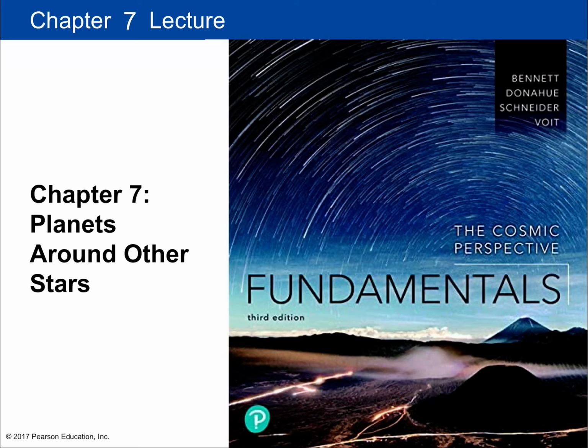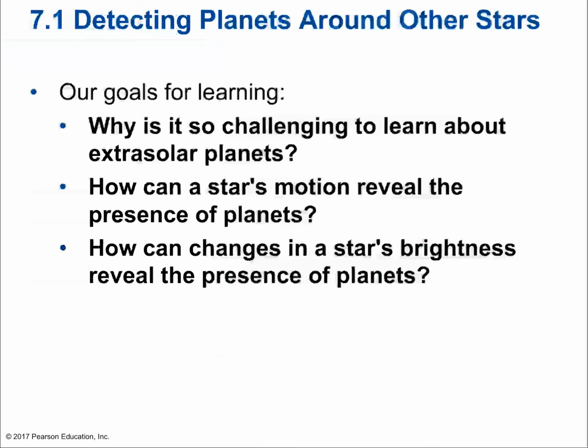Here we're going to talk about the interesting topic of planets around other stars, because recent discoveries have shown that many stars have planets around them. And we're going to learn, what are these planets like? Are they like the planets that we've been learning about in the last two chapters, like the terrestrial and Jovian planets? Well, let's see.